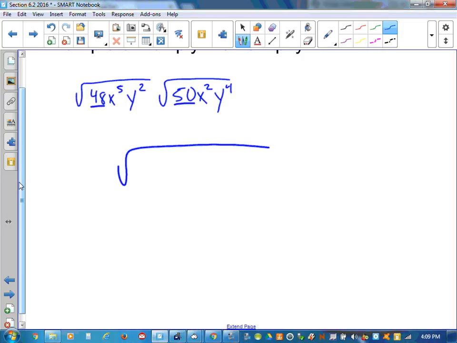2,400. So multiply the numbers together. This is under a square root, so it's 2,400. Then multiply the x's together. X to the fifth and x to the second is x to the seventh, and y to the sixth. All right, the index is 2.